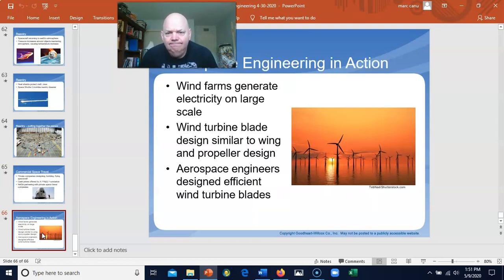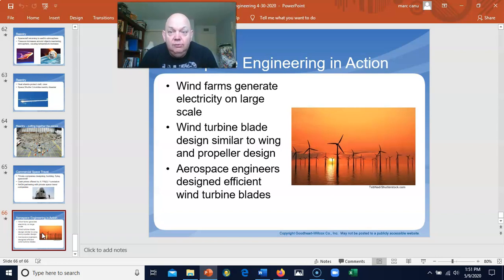We're rounding out aerospace engineering in action. We do take advantage of it. And one of the things that we can do is having wind farms. Wind farms generate electricity on a large scale. The wind turbine blade design is similar to the wing and propeller design of regular aircraft. And the idea is it would turn the generator and thus generate electricity. And you're not really causing pollution, unlike burning coal or burning oil in power plants.